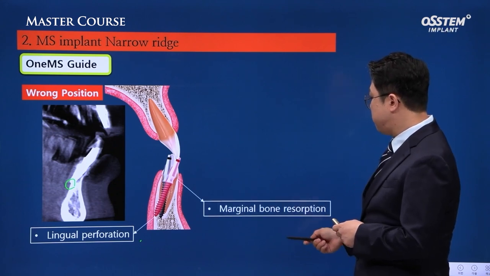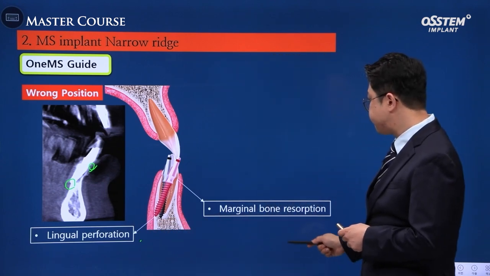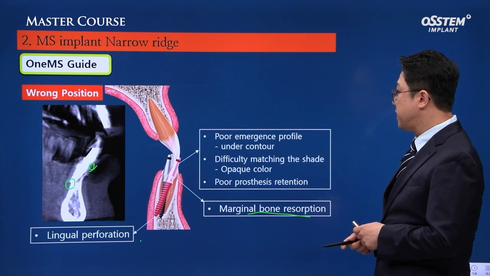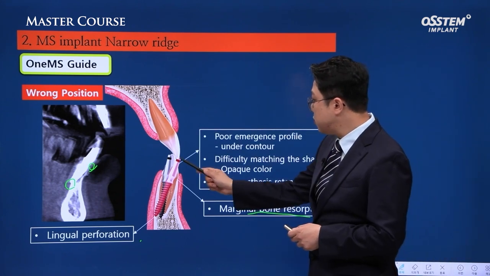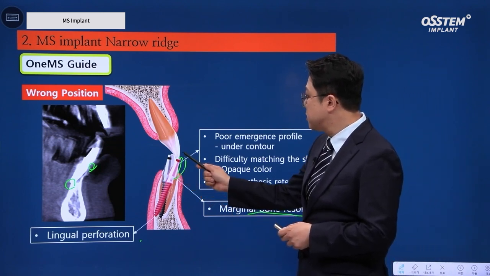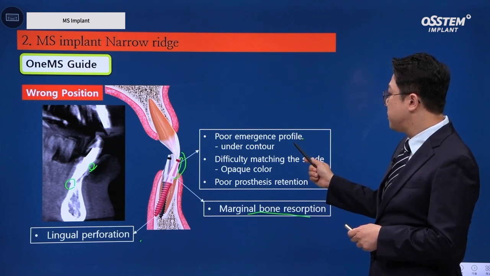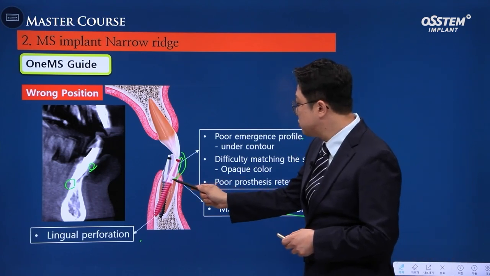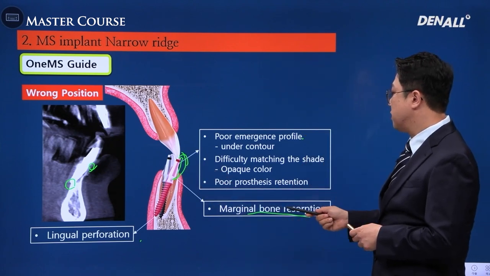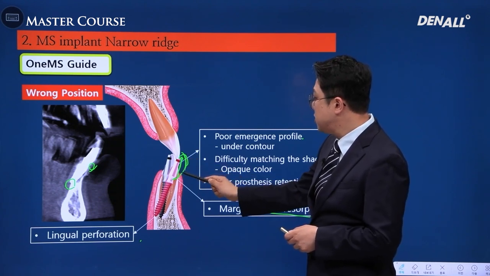If there's not a lot of space in the marginal ridge, and if there's compression, then there can be bone loss. If the abutment sticks out towards the buccal area, we need to mount a prosthesis. It can be very difficult to make a good emergence profile. On this side, it will be under contour, and on the other side, there will be over contour. Because of the abutment that sticks out, you need to add porcelain here, but it will end up too thick.